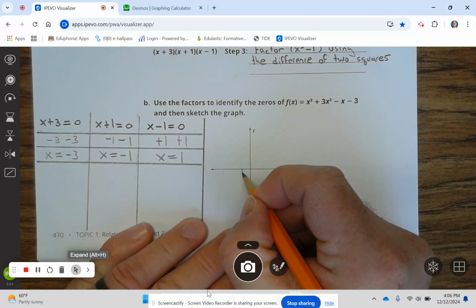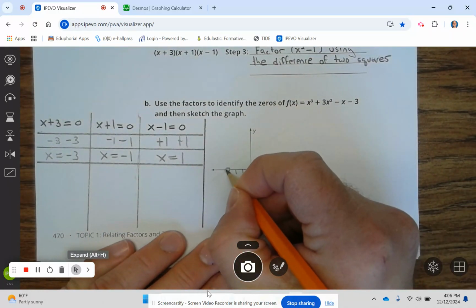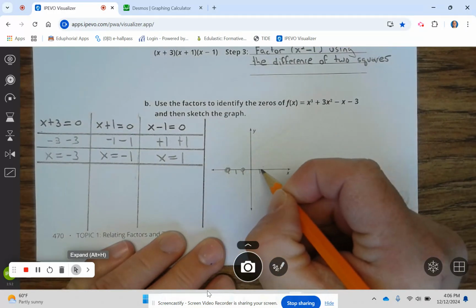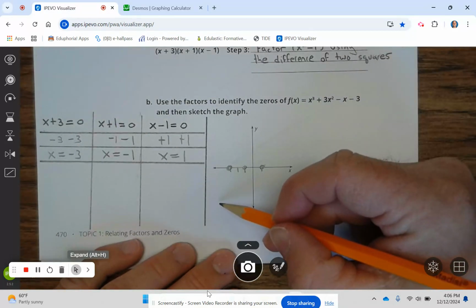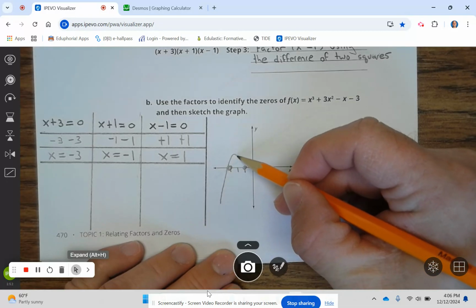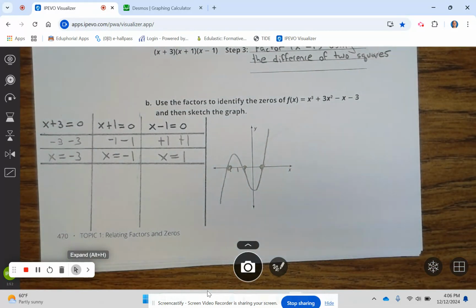So let's add our tick marks. So negative 3 is right here. Negative 1 is right here, and 1 is right here. Okay, so our graph looks like this. All right, go ahead and finish up B. Let's take a look at the next graph.